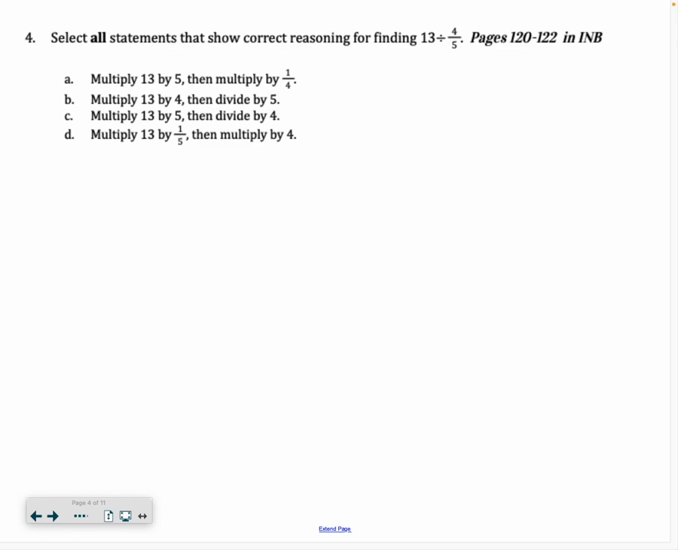All right, select all the statements that would show correct reasoning for finding 13 divided by 4/5. Before I even look at these answers, I'm just going to think about some strategies I might use. Keep, change, flip is one we can always use when we have division, and I can turn 13 into a fraction. So I would have 13 over 1, keep the first fraction the same, change your operation sign, flip your second fraction to its reciprocal.